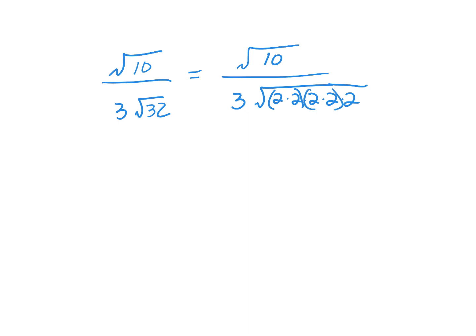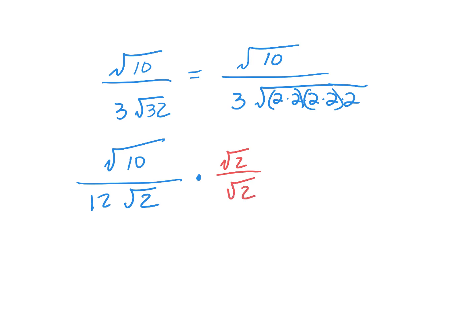Everybody remember that from last night? And I have root 10 over, a 4 can come out, and 4 times 3 is 12 root 2. So now I have a radical 2 downstairs, which makes it a little bit easier, okay? Radical 2, to get rid of it, I have to multiply by the radical over the radical. What is root 2 over root 2 equal to? 1. So when I multiply something by 1, I don't change its value. What I'm doing is changing its look, okay?